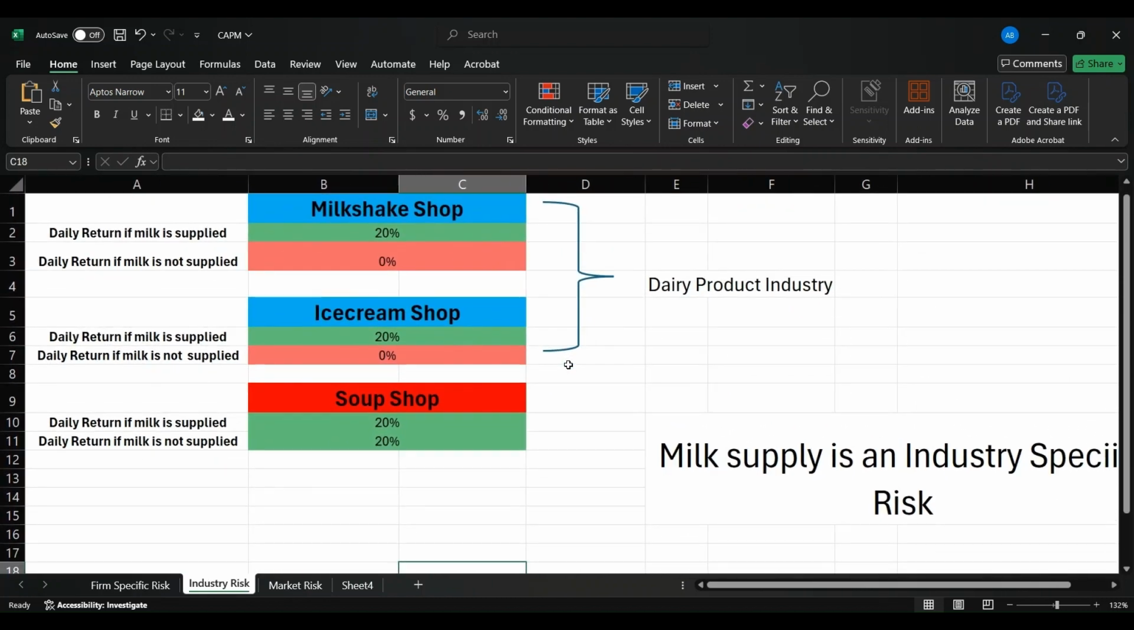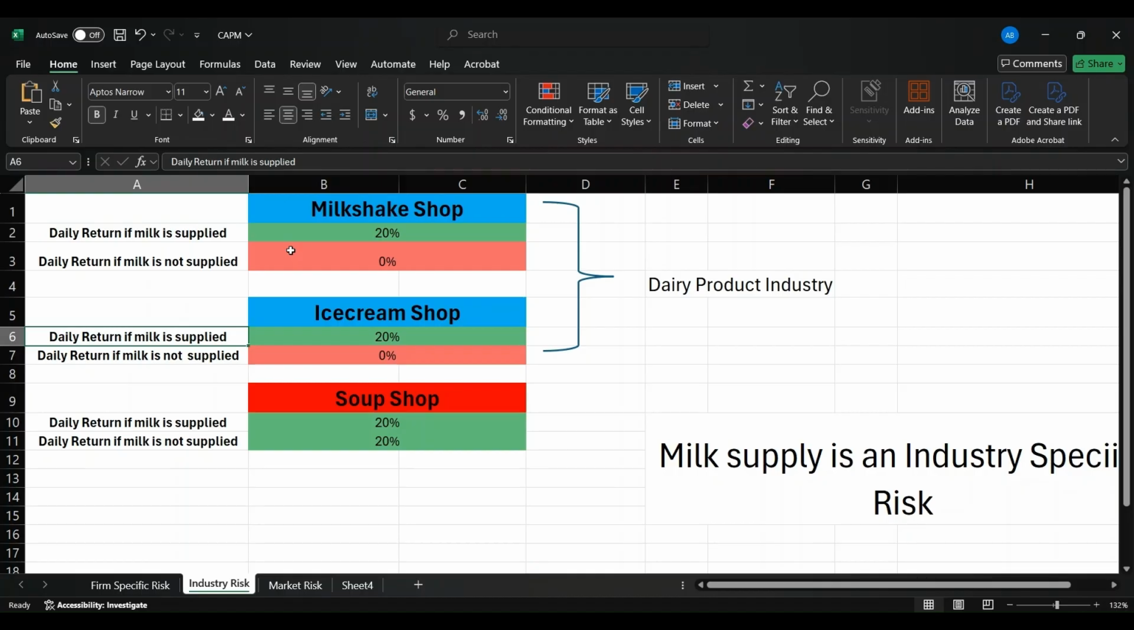Now, let's imagine that there is a third shop, the soup shop. We can bunch the milkshake shop and the ice cream shop into a dairy product industry. Both of them rely on milk, which is a key component. Now, on days that milk is supplied, the milkshake shop and the ice cream shop will earn a return of 20%. However, on days when there is no milk, they'll earn a return of 0%. Now, this is an industry wide risk.